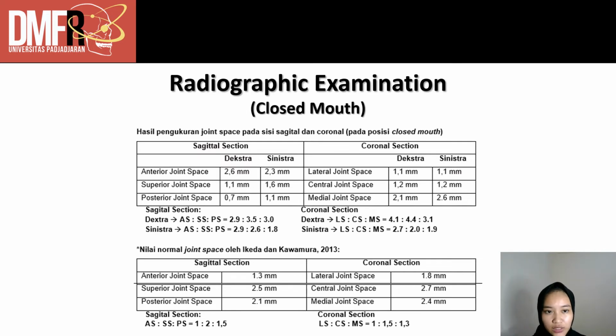This is the result of joint space measurement from sagittal and coronal view in closed mouth position, and we compare it with the normal joint space measurement by Ikeda and Kawamura. In the sagittal section, for anterior joint space, both dextra and sinistra have higher values than normal, while the superior and posterior have lower values than normal. For the coronal section, the medial joint space for sinistra has a higher value than normal, while the others have lower values than normal.